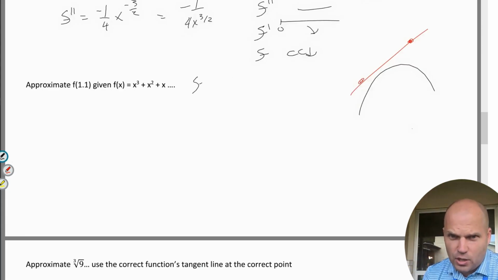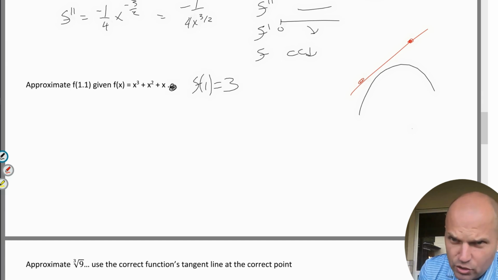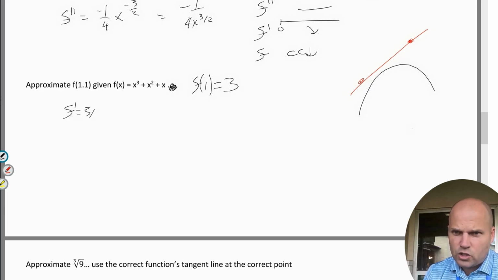Cool. You've got to start with a point that you know. Everyone is 3. Cool. Imagine trying to do 1.1 cubed plus 1.1 squared plus 1.1. Wouldn't want to do that. So instead, we'll use a tangent line. First, we need the slope.